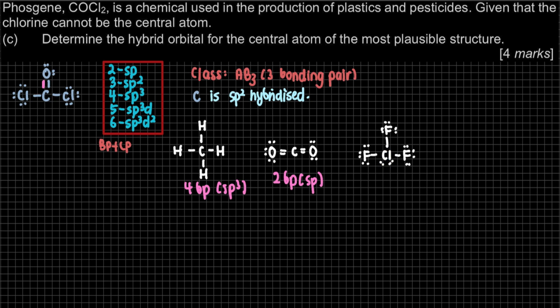Okay, ClF3. AB_xE_y. In this case, how many bonding pair? The bonding pair is 3: 1, 2, 3. We have 3 fluorine. So here we have 3 bonding pair. Okay, does it have lone pair? It does. 1 here, 2 here. So we have 2 lone pair. So 3 bonding pair, 2 lone pair. When we total up, it is 5.